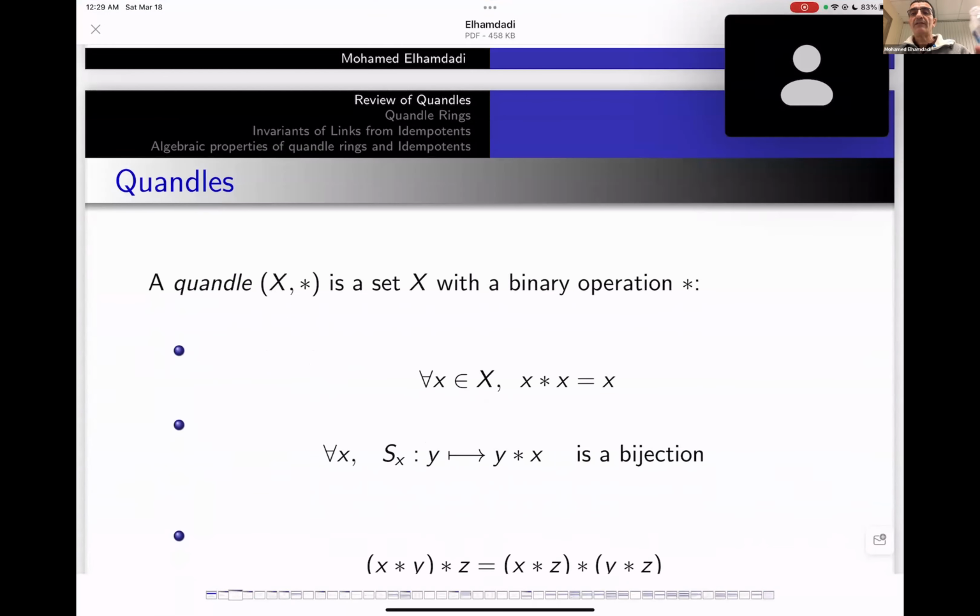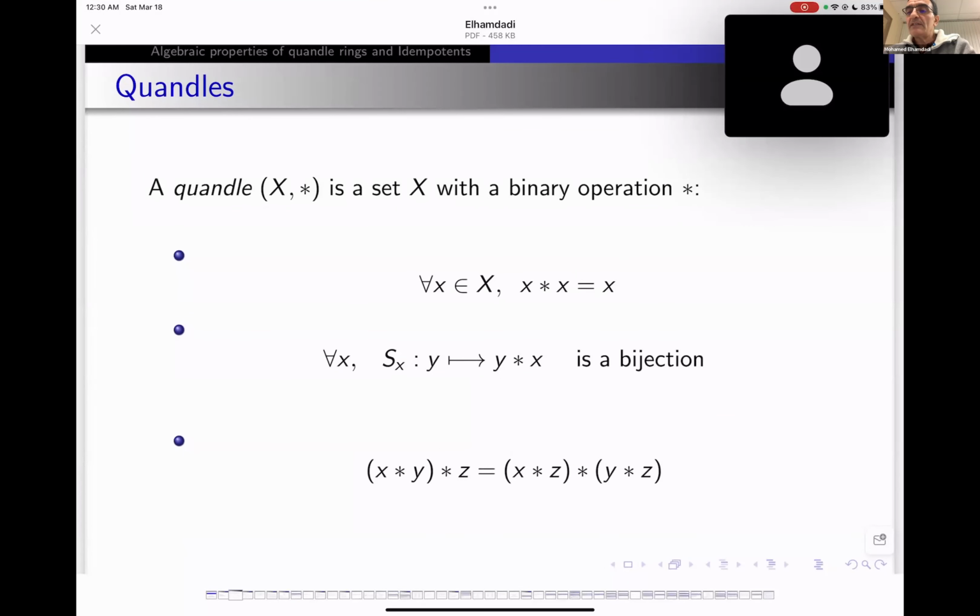First, I recall the definition of a quandle. A quandle is just a set with a binary operation satisfying the following three axioms. The first one comes from Reidemeister move 1, which is idempotency, x star x equals x. The second axiom says that right multiplication by every fixed element is a bijection, and that comes from Reidemeister move 2. The third axiom, which is right distributivity, comes from Reidemeister move 3. If one draws the Reidemeister moves, you see these three axioms.